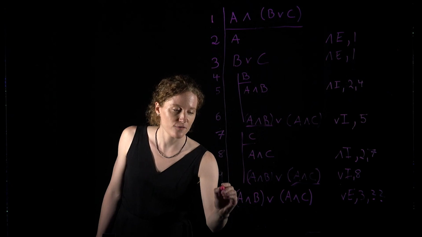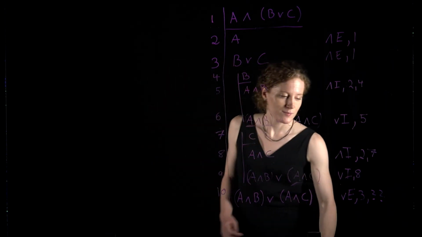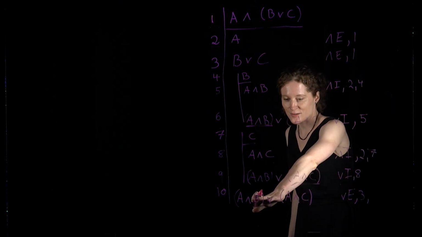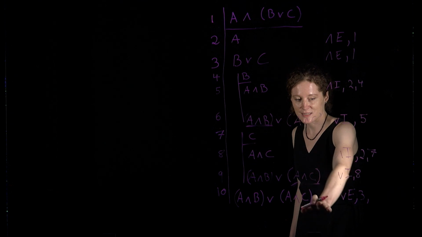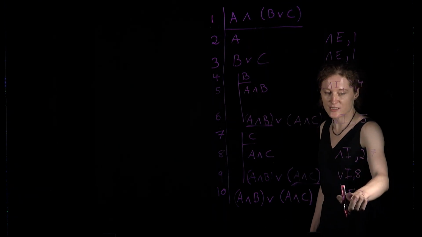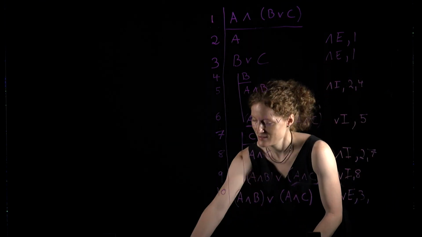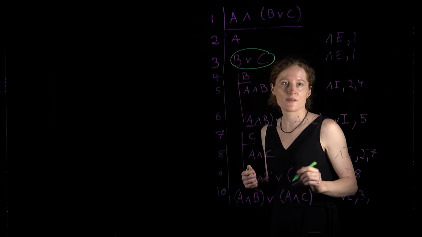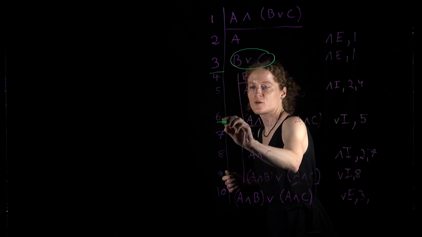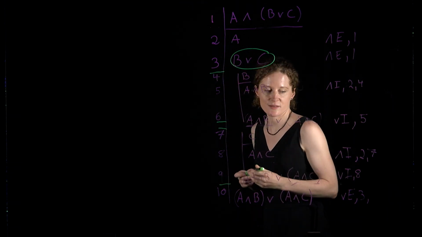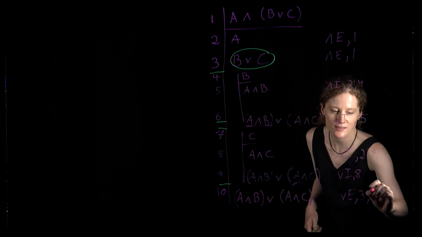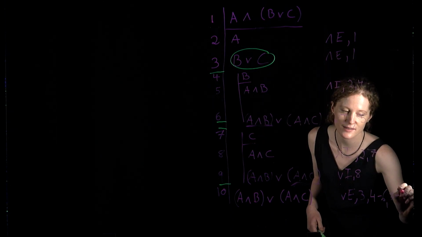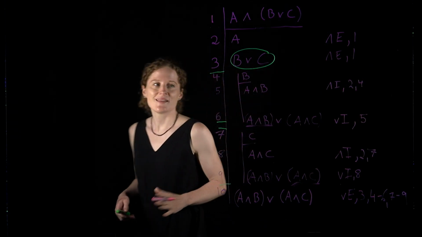And I can now fill in the gaps and supply the justification for our final inference. I can now infer that A and B or A and C, citing the rule disjunction elimination and line 3, as well as the two subproofs from 4 to 6 and from 7 to 9. I just add that here, 4 to 6 and 7 to 9. And that completes our proof.